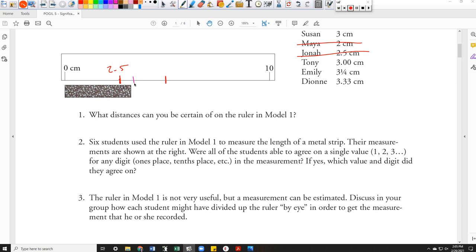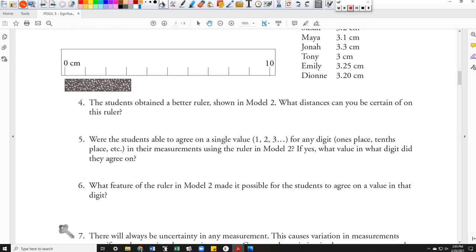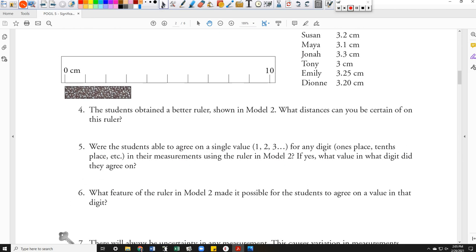All right, so now let's go to the next one. So this is question 4. Is this ruler more or less accurate? More. What did they do to make it more accurate? They added the ones place, right? Because it was in tens and now it's in ones. So the student obtained this ruler. What distances can you be certain of on this one?